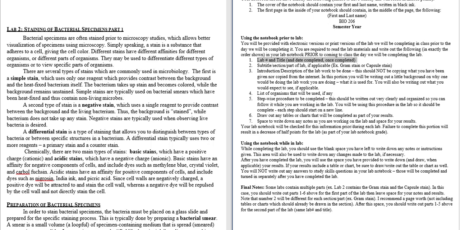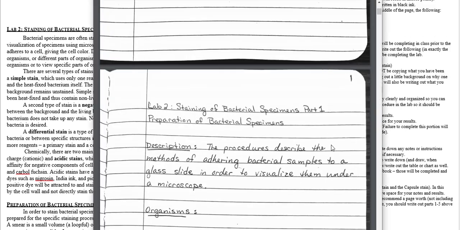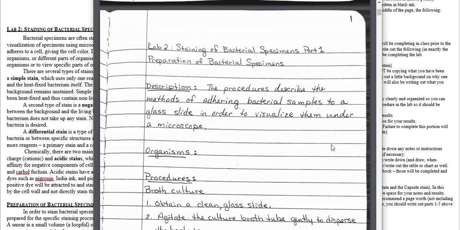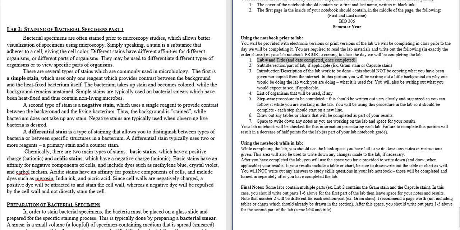So the other student's example here. So this is page number 1. The lab 2 is the first one that you'll be writing up. And you'll notice on the very first line, it says Lab 2, Staining of Bacterial Specimens, Part 1, just like we said in the guidelines. The second line is the subtitle or section or part of the lab, if applicable, and it is in Lab 2.